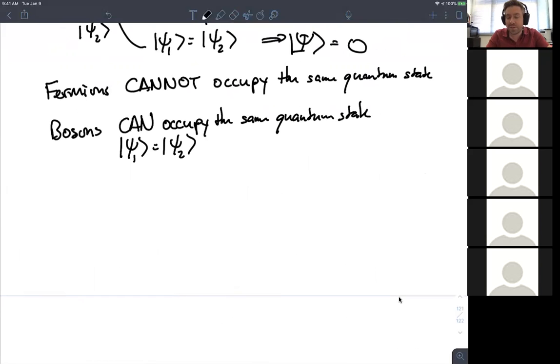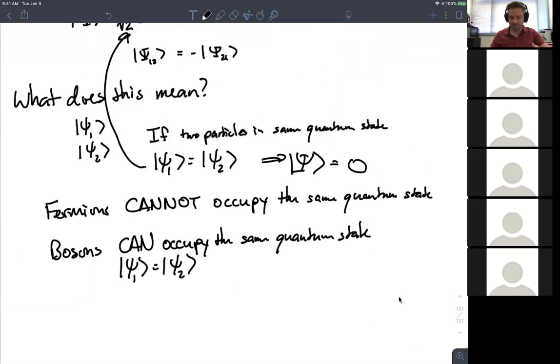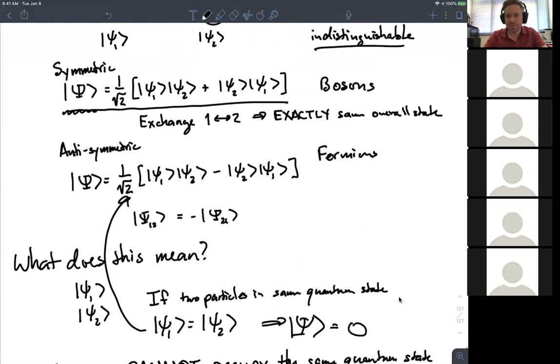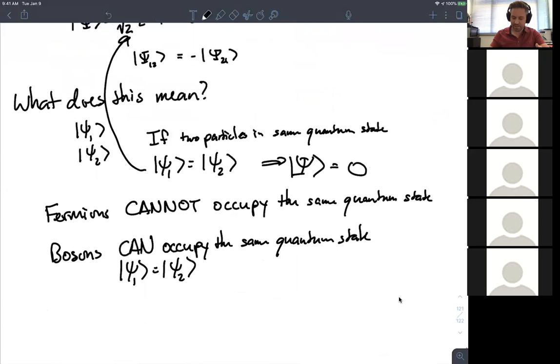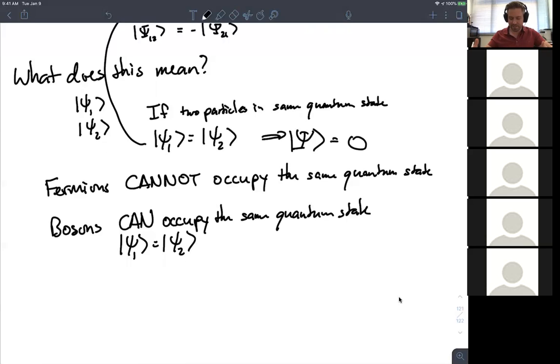So this is a fundamental difference in the way these particles behave. By the way, simply by saying that multi-particle quantum states for bosons have to be symmetric and for fermions have to be anti-symmetric, that tells you that multiple fermions cannot be in the same quantum state, and bosons can. And this is the Pauli exclusion principle.